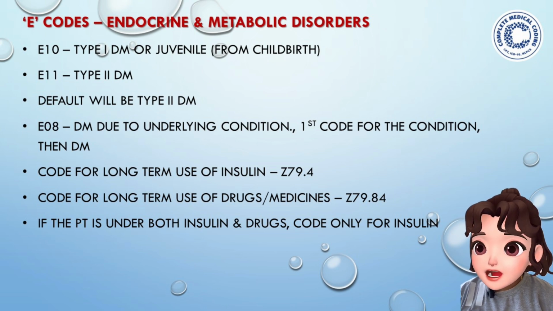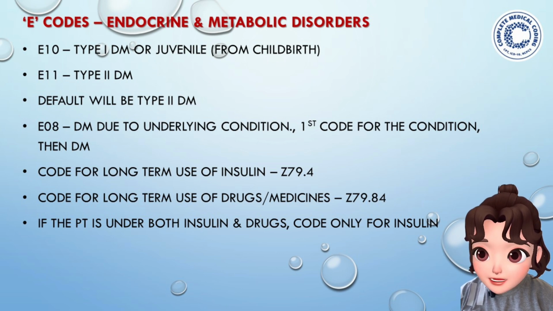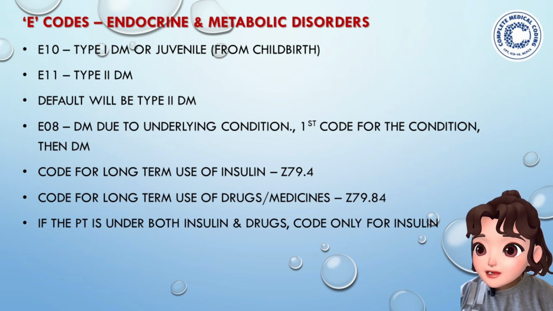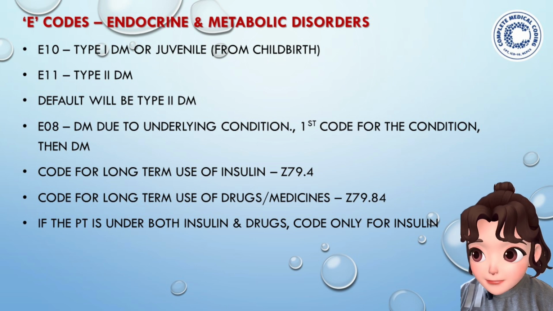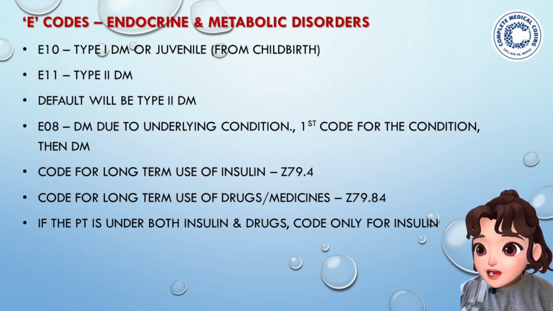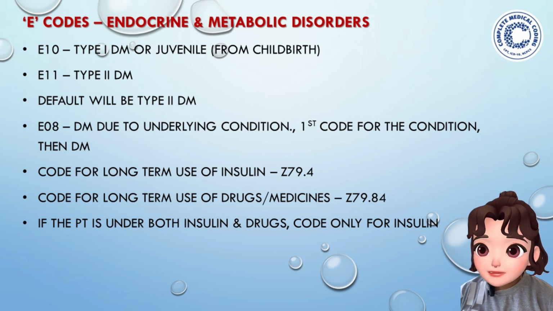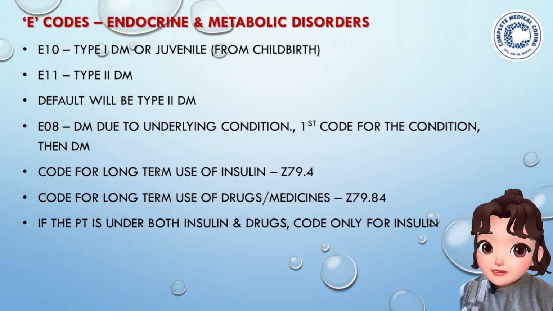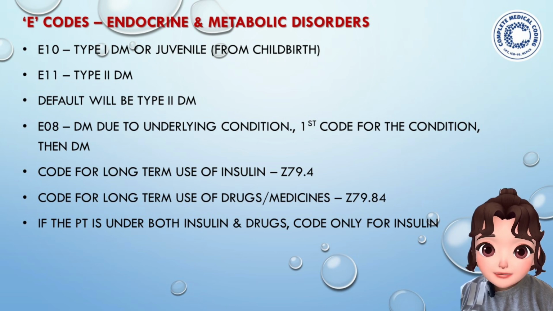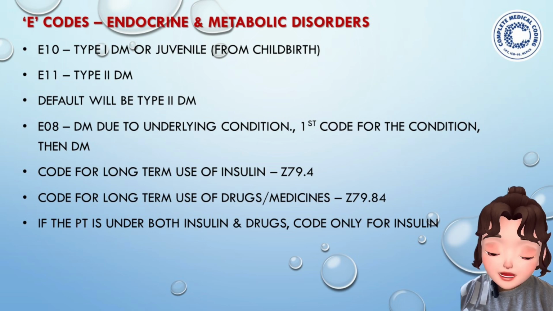Okay. Code for long-term use of insulin is Z79.4. Long-term use of insulin. And code for long-term use of drugs or medicines, the code is Z79.84. This you will get in a few questions. If the patient is under both insulin and drugs, code only for insulin. If the patient is under both insulin and medication for the diabetes, then we will code only insulin.